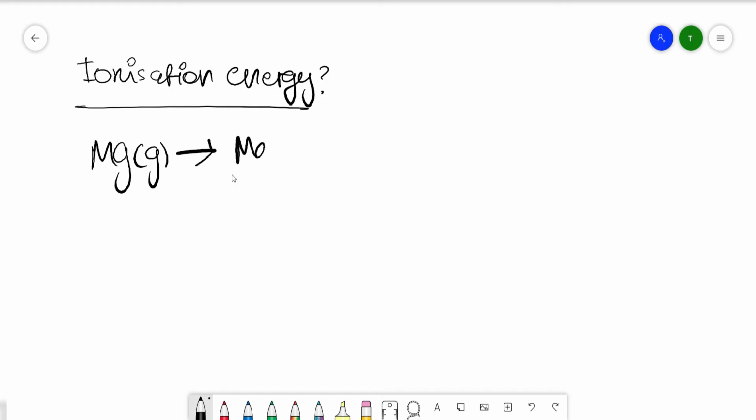Okay, now what exactly does this mean? What happens in ionization energy is that an atom of an element in gaseous state is ionized to its positive form, like a positive ion, giving off an electron. So the ionization energy is the energy taken to do that, right?